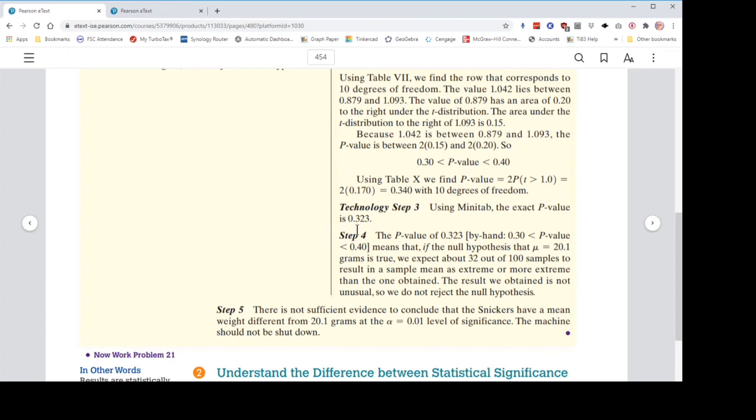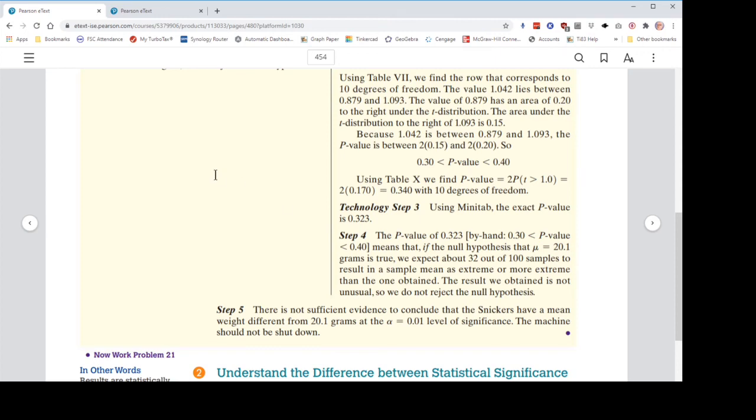Either way, there is not sufficient evidence to conclude that the Snickers have a mean weight different from 20.1 grams at the alpha equals 0.01 level of significance, so the machine should not be shut down.